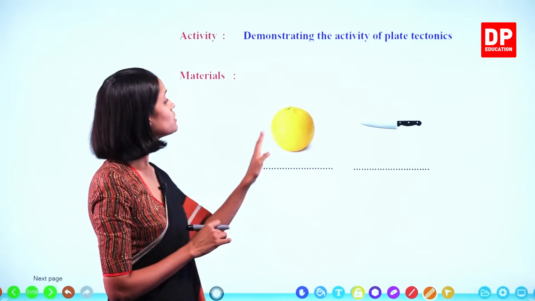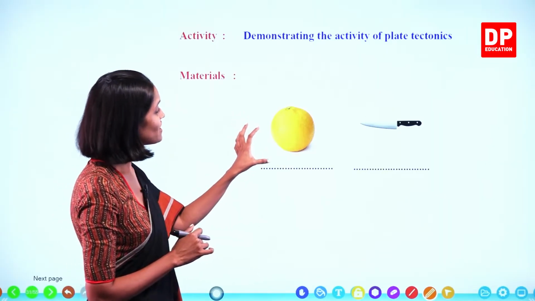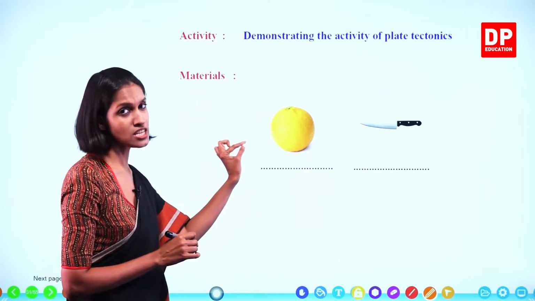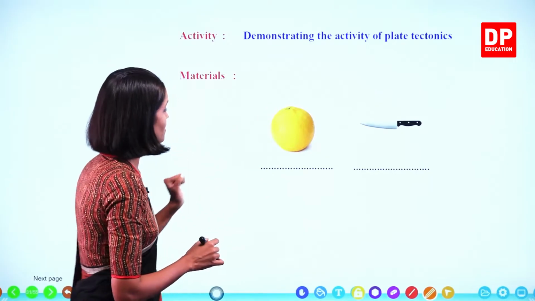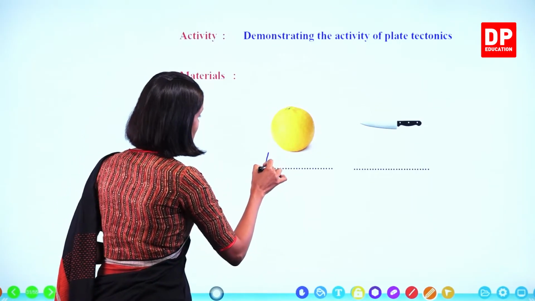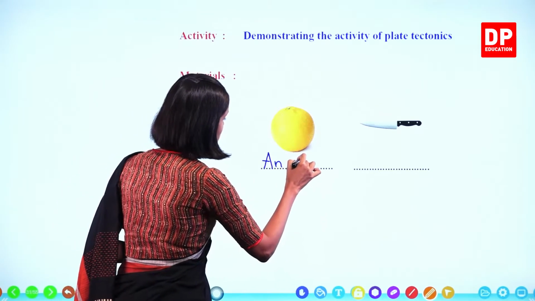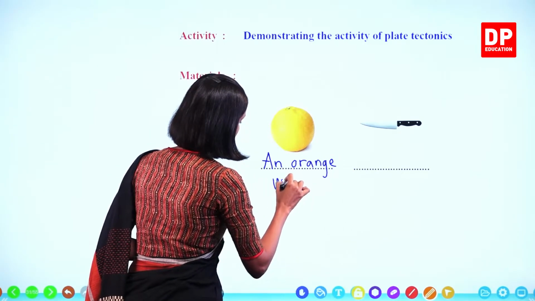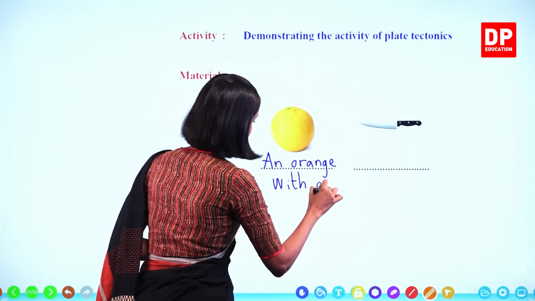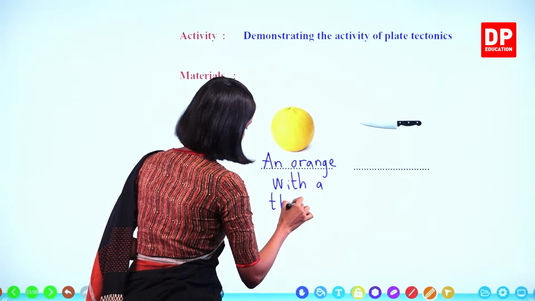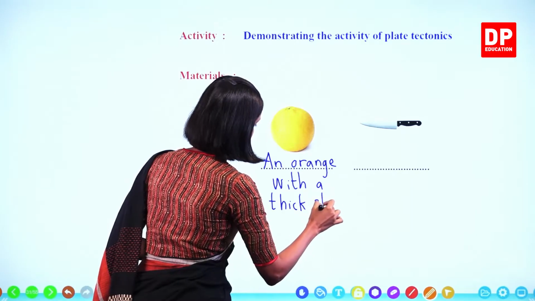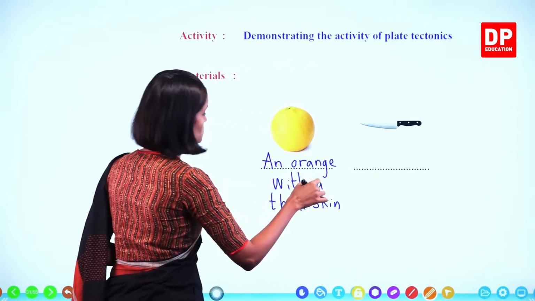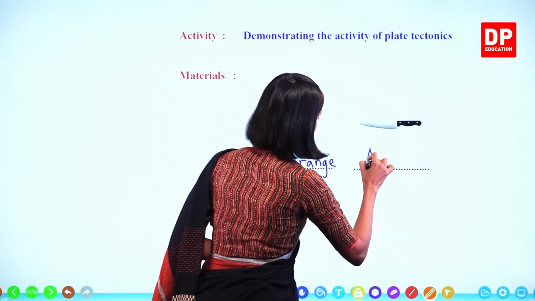Okay? So what do we need to do this activity? We need an orange with a thick skin and a knife, right?